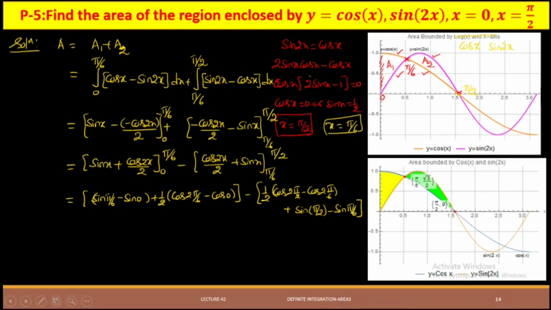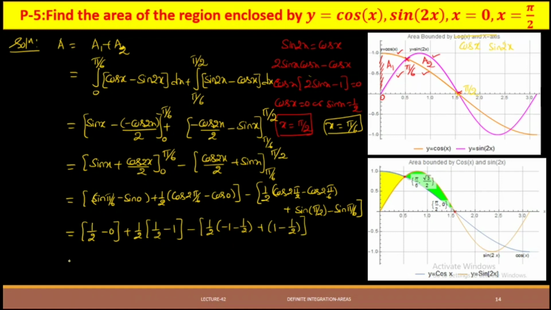So this value is equal to sin pi by 6, which is 1 by 2, minus 0, plus 1 by 2 into cos 2 pi by 6, that is cos 30 degrees, hmm, cos 2 pi by 6 is cos pi by 3, which is 1 by 2, minus 1, minus 1 by 2 into cos 2 pi by 2, that is cos pi, which is minus 1, minus cos 2 pi by 6, which is cos pi by 3, that is 1 by 2, plus sin pi by 2, which is 1, minus sin pi by 6, which is 1 by 2.